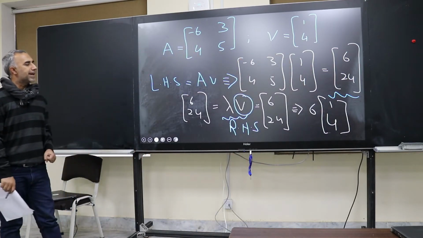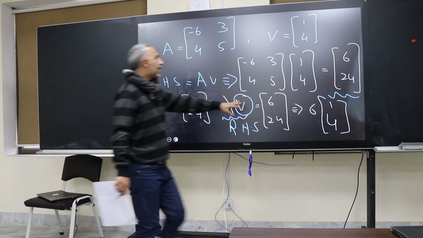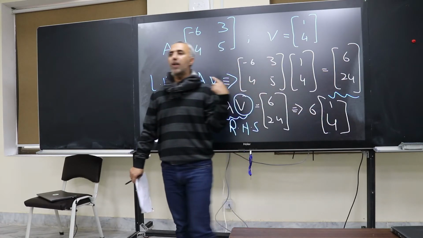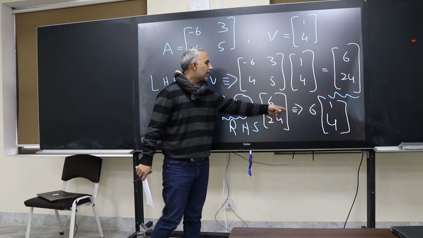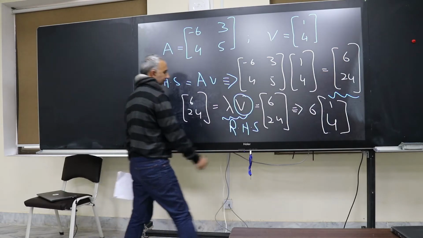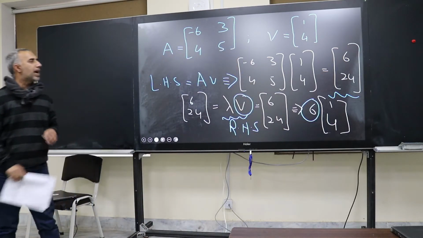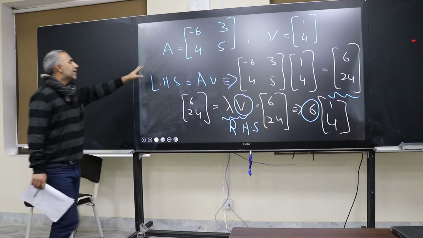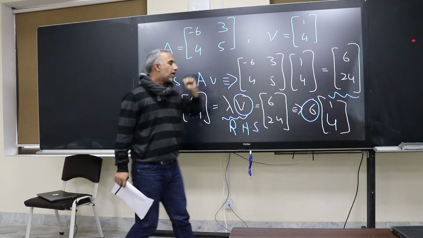Are you getting my point of what I did? Yes, sir. Intuitively, I got that if we consider this vector, we know the value with which to multiply this vector to get the result [6, 24]. This is 6. So our eigenvalue is 6. This is the eigenvalue we attained once the matrix A and the eigenvector are given.